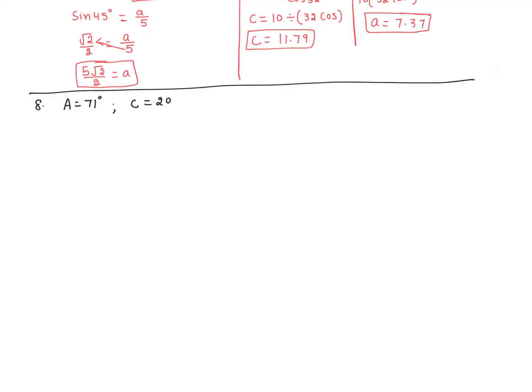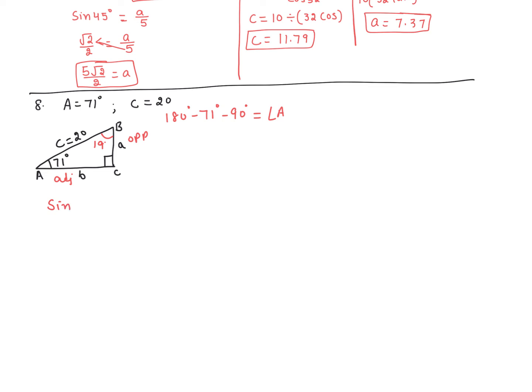So for question number 8, you have A, which is an angle 71, C is 20. So I copied the triangle with A as 71. If A is 71, so this A is going to be opposite and this B is adjacent. You are going to subtract 180 minus 71 minus 90 to get the angle B. So the angle B is 19. What is given is hypotenuse. It means you can use sine and cosine.